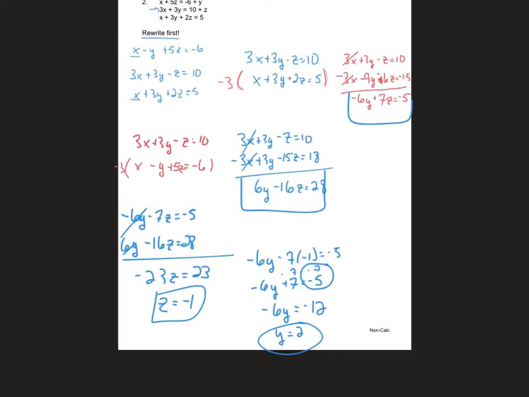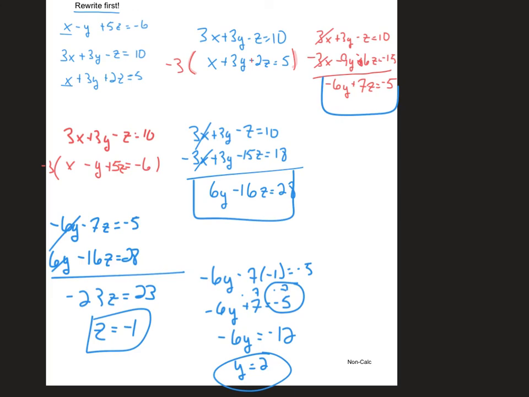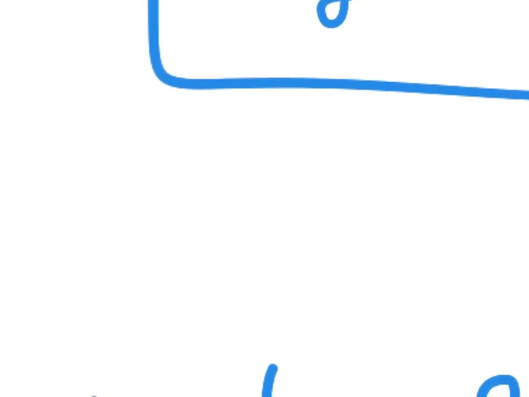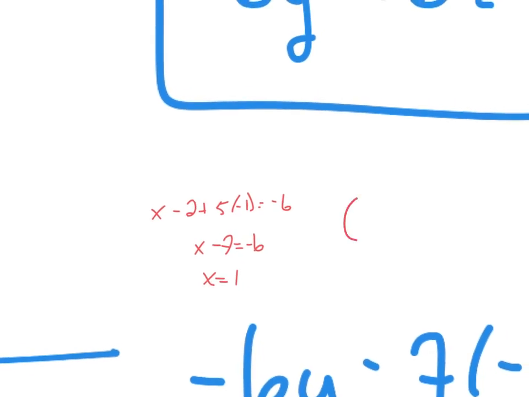And now I do my last step, which is plug it in. I used a lot of room here. Let me change colors, and I'll zoom in here. So I plugged it into x minus y plus 5z equals negative 6, and I got x minus 2 plus 5 times negative 1 equals negative 6, which is x minus 7 equals negative 6, and I got x equals 1. So my answer is 1, 2, negative 1.